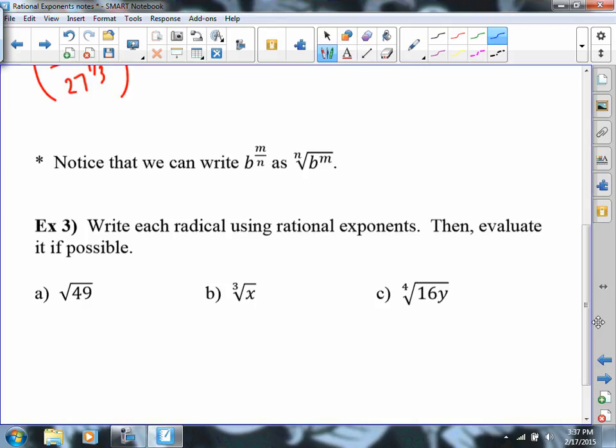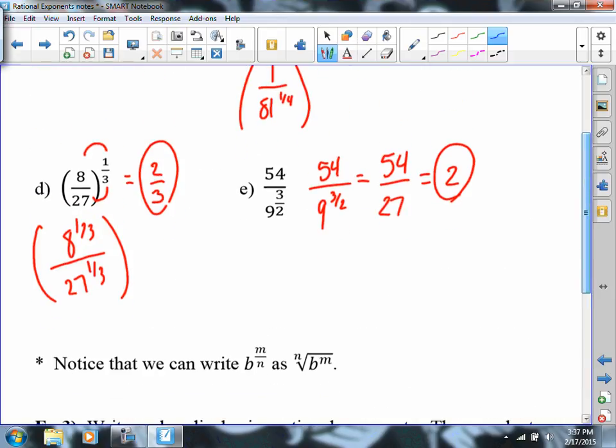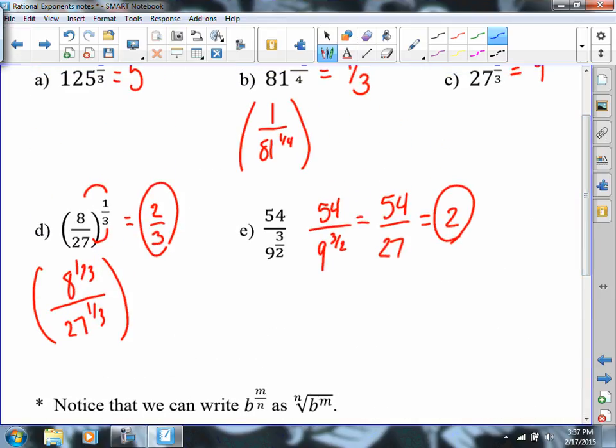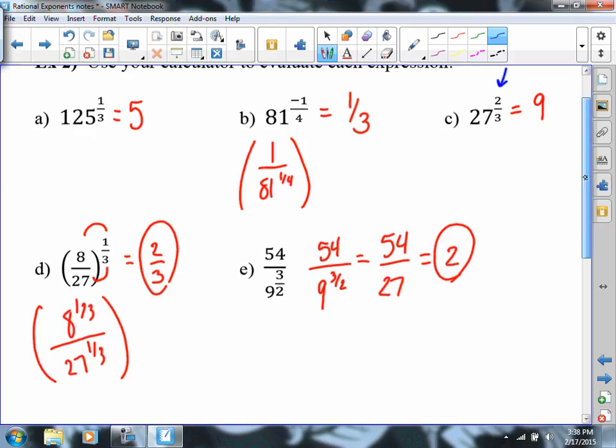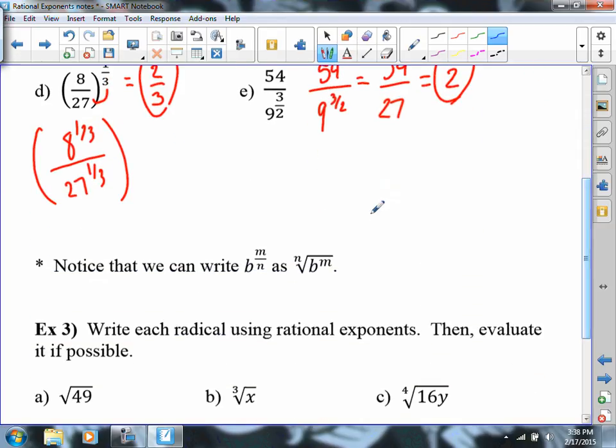Okay? Now, if you look at part C, I believe it is, part C in example 2 here. I said that we have a fractional exponent that doesn't have a 1 in the numerator. Now this denominator still tells me what root I was taking. So we had 27 to the 2/3. So really that means I was taking the cubed root of 27 squared. That's really what that means.